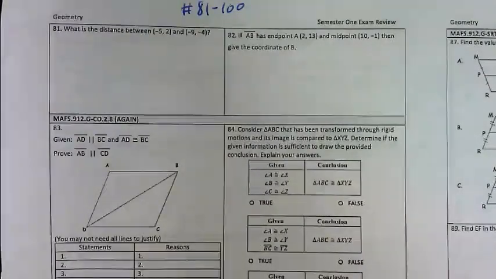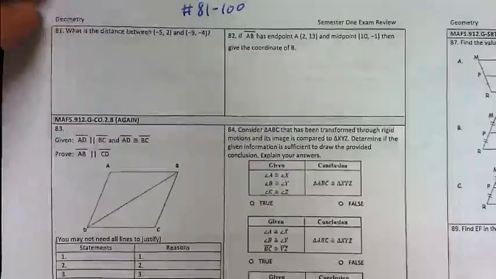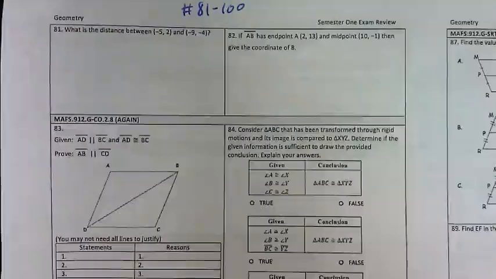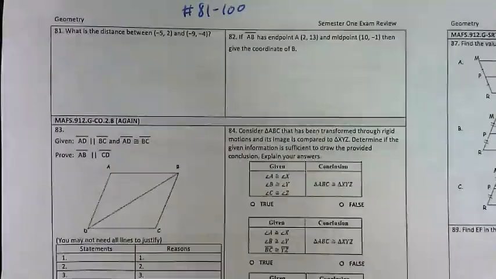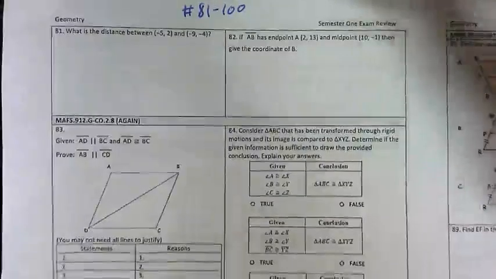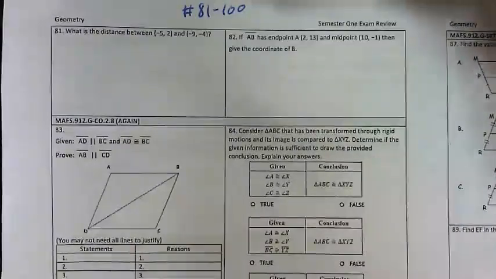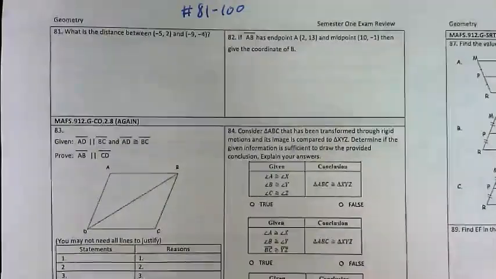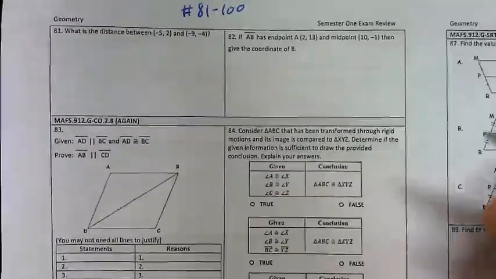Alright, this is the last section of the geometry review, from number 81 through 100. For 81, what is the distance between negative 5, 2 and negative 9, negative 4? So again, we're finding distance now.